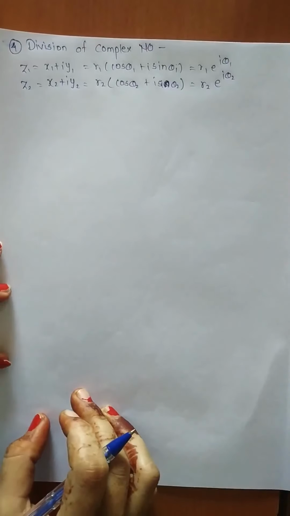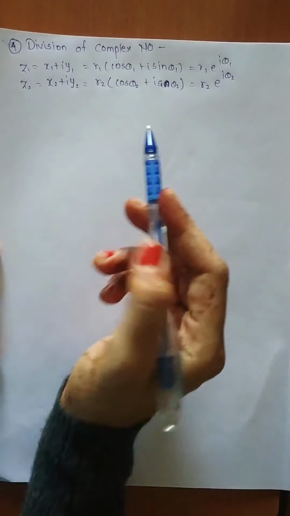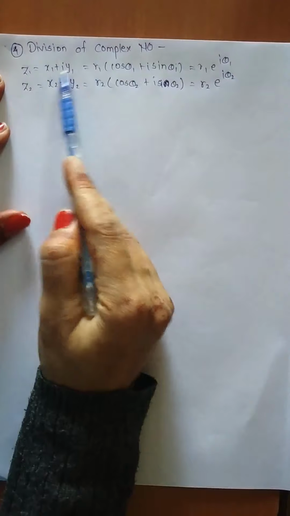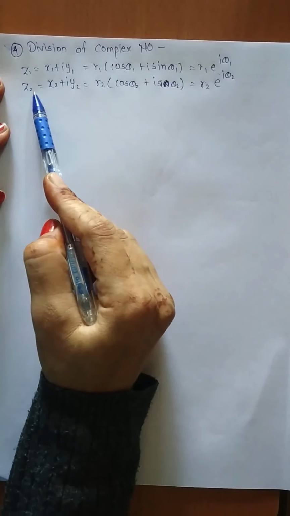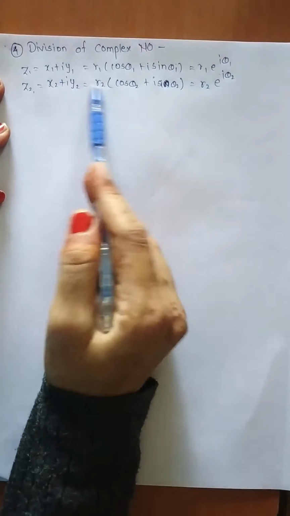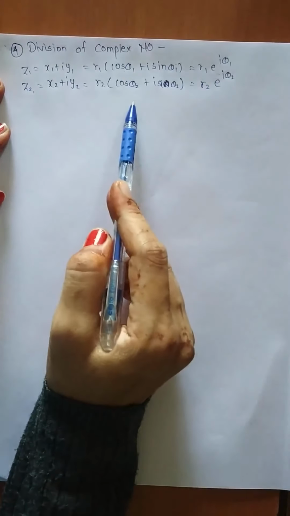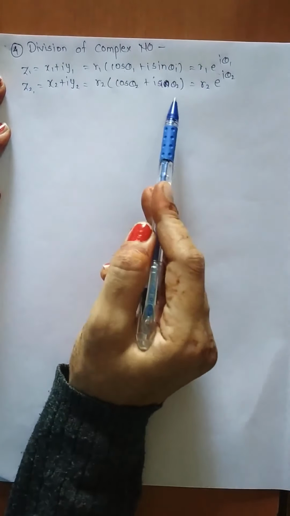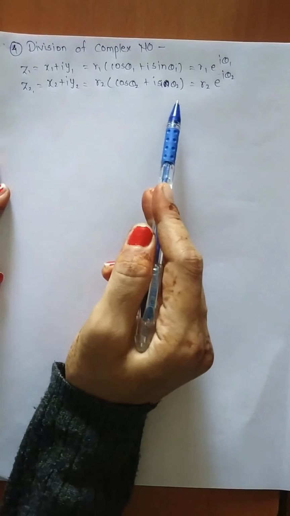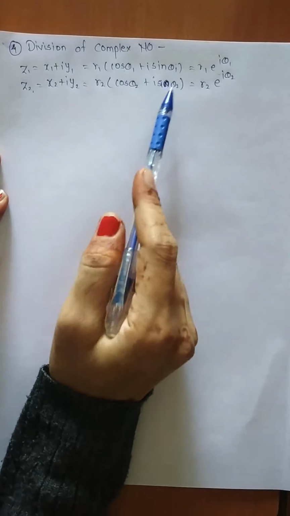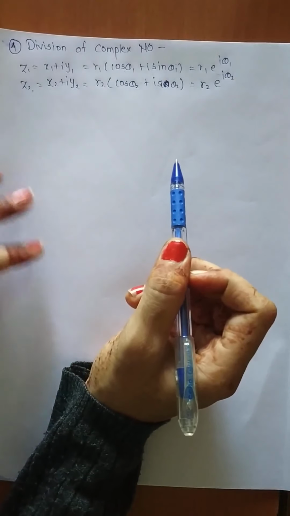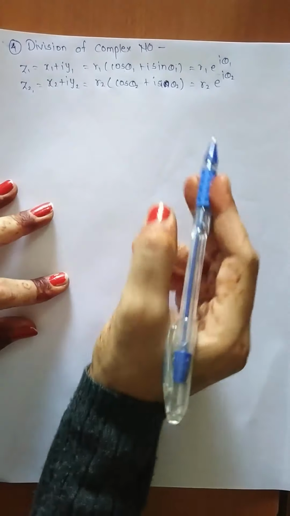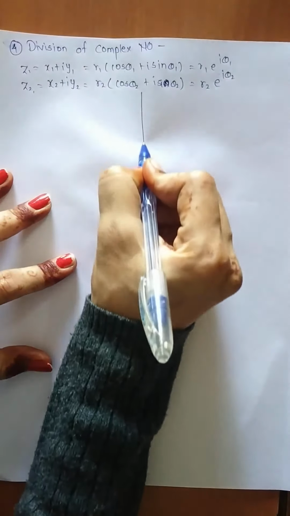Division of complex numbers. In the previous multiplication, we took the polar form and exponential form of both complex numbers z1 and z2. Similarly, for division, we are again taking this form. This is well known to you now, so I have taken this very quickly. You know this. Now, to find the division of two complex numbers, we have to represent this in an Argand diagram.